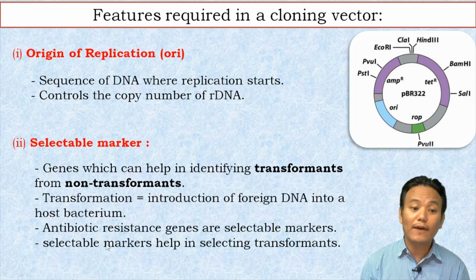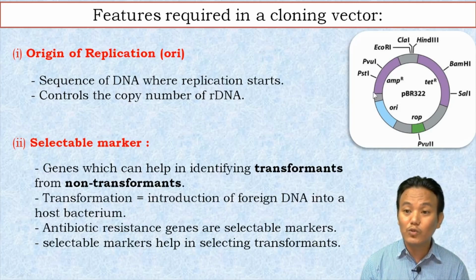Now here we have antibiotic resistant genes as selectable markers, right? And selectable markers help in selecting transformants. If you look at the picture of PBR322, the two purple regions over here are antibiotic resistant genes. Here we have the ampicillin resistant gene, and here we have the tetracycline resistant gene. Ampicillin and tetracycline are two antibiotics. Okay, so these two genes are used as selectable markers.